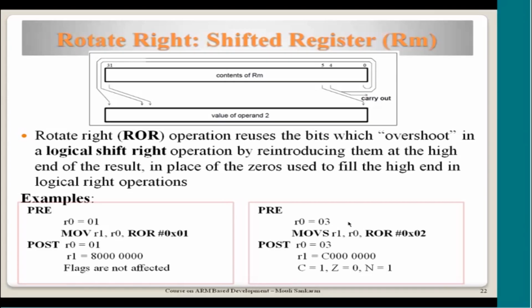Let us see one more example to make your understanding clear. I have put MOVS R1, R0, ROR 2. That means this bit position 0011 is the lower nibble, which is rotated by 2 bit positions. That means both the 11 will come out and then they will enter into the top bits. It will become 11 here. So it is effectively a C here. So the result R1 will be C followed by all zeros, and the C flag will be 1 because the carry flag will be set, because the last bit which went out happens to be a 1. And N is set because the MSB is set, and Z is 0. Okay, so this is all about rotate.